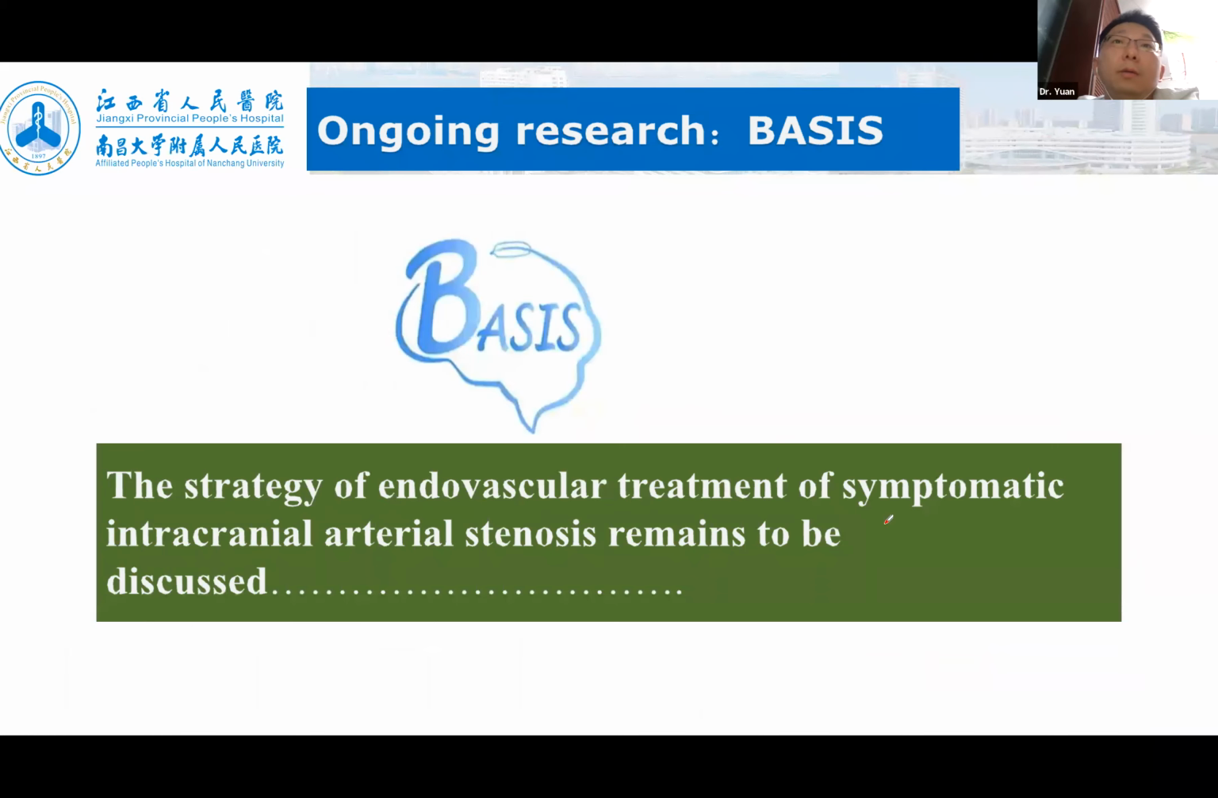And we now see that the basis study is ongoing research. So we can now see that the strategy of the endovascular treatment of symptomatic intracranial artery stenosis remains to be discussed. I hope in the future we'll have a good method for these patients.